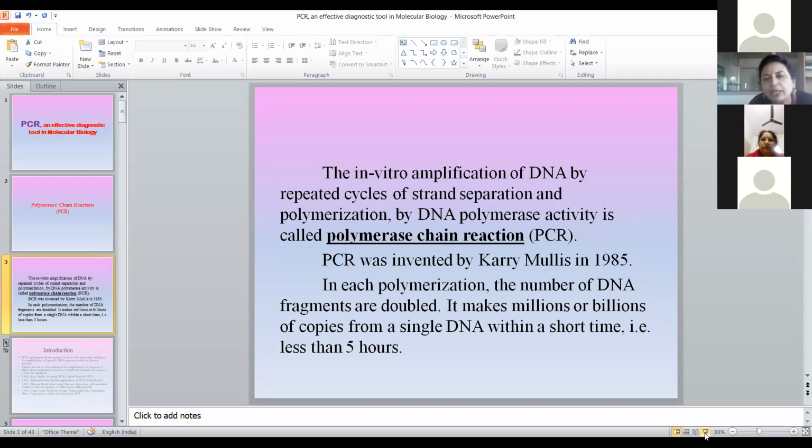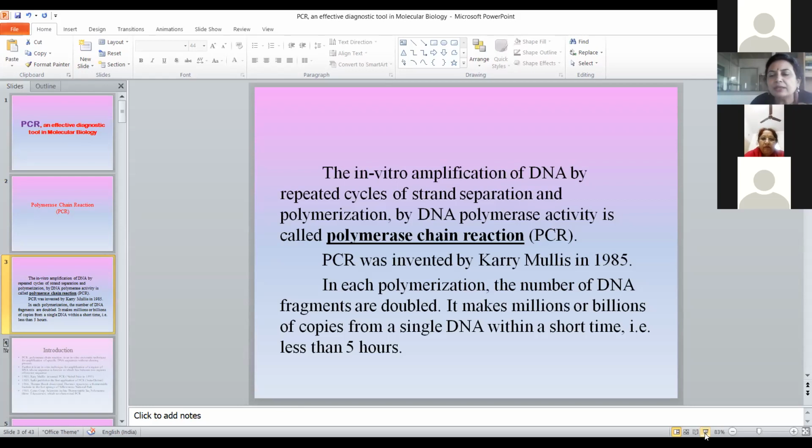It was invented by Kary Mullis in the year 1985, or rather we can say the credit of discovery, invention of PCR goes to Kary Mullis. Now, in each polymerization cycle, as soon as the term polymerization comes to our mind, it means doubling, increasing, okay? So the number of DNA fragments are doubled in each cycle. Always remember, the number of DNA fragments are doubled in each cycle during PCR reaction. And within a very short period of time, millions or billions of copies of a single DNA can be obtained.